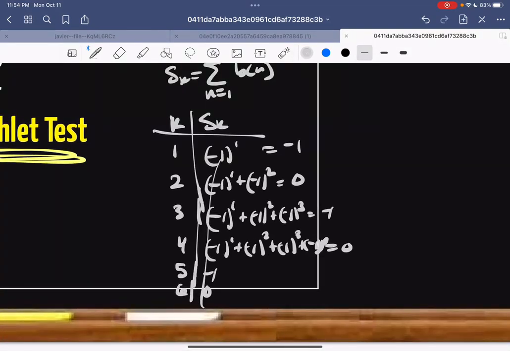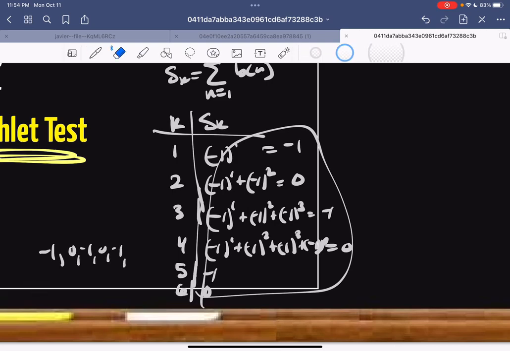In fact, all these numbers are bounded. Negative 1, 0, negative 1, 0, negative 1. These are all bounded. Clearly it is bounded in absolute value by, for example, the number 2. They never ever get past 2.